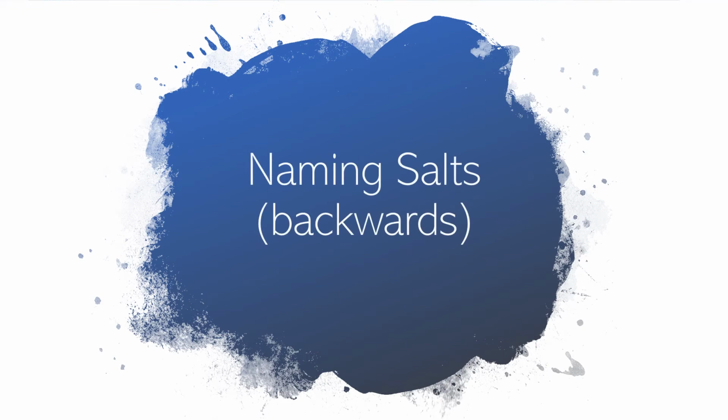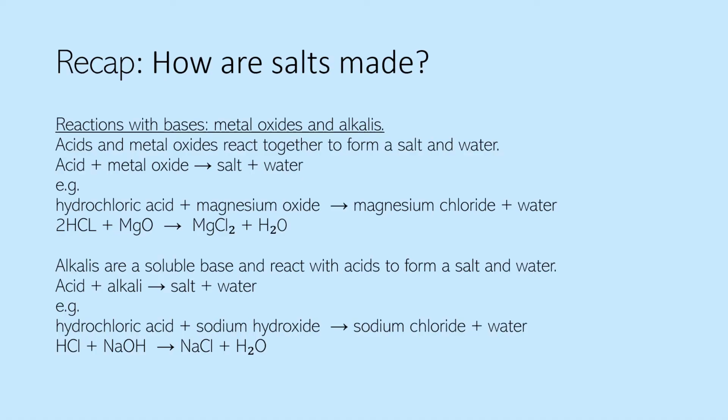Okay, so we're going to start with naming salts but backwards. First we need to recap how salts are made. We did this a couple of lessons ago. When we have reactions with bases, so metal oxides and alkalis, acids and metal oxides react together to form salt and water. So you have an acid plus a metal oxide goes to salt and water. An example of this is hydrochloric acid plus magnesium oxide. This goes to magnesium chloride plus water, or you can see the chemical formula there.